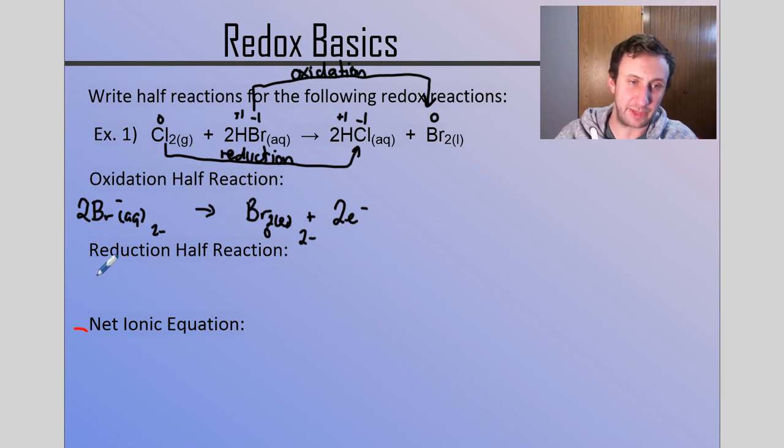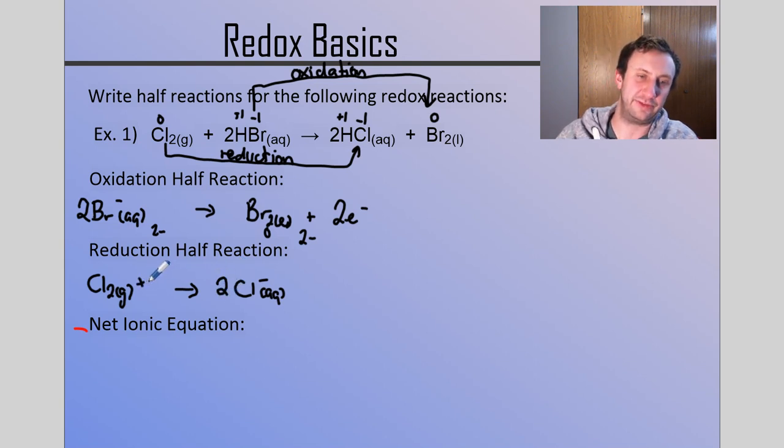For the reduction, I have Cl2 gas, and that is turning into Cl minus aqueous. You'll notice I actually just kept the coefficient out of it. I like to work that out afterwards. I just like to write out everything without coefficients and then fix that after the fact as we finish up the half reaction. So I have 2 chlorines going in, I have 1 coming out, so I need a 2 there to make the atoms equal, and then for the rest I need to add 2 electrons to the left in order for me to get 2 negative on both reactants and products. So again, making it equal.